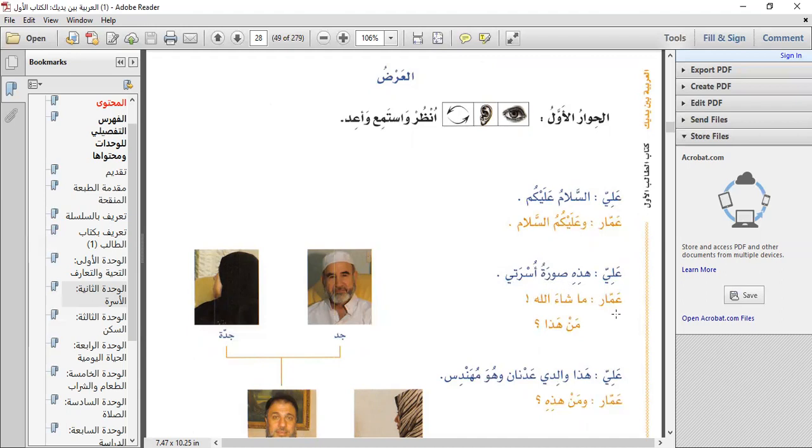Amar said, mashallah. Now, ma means what. Sha'a, he wishes, Allah. So whatever Allah wills or whatever Allah wishes. Now here, sha'a is a verb. Ma, what, sha'a, he wishes. Who wishes? Allah. So remember this sha'a, he wishes, is a verb.